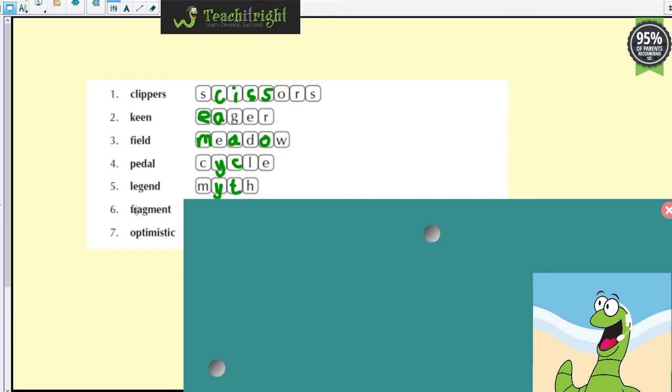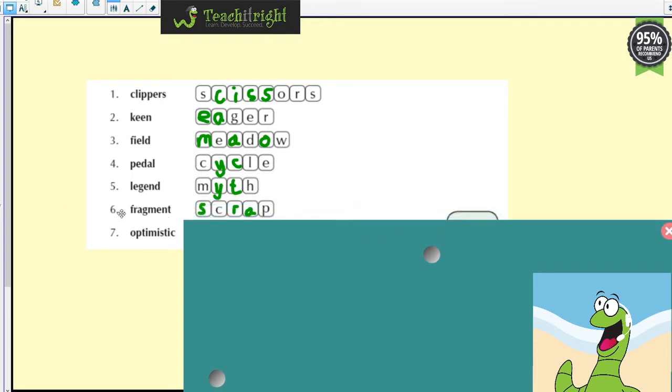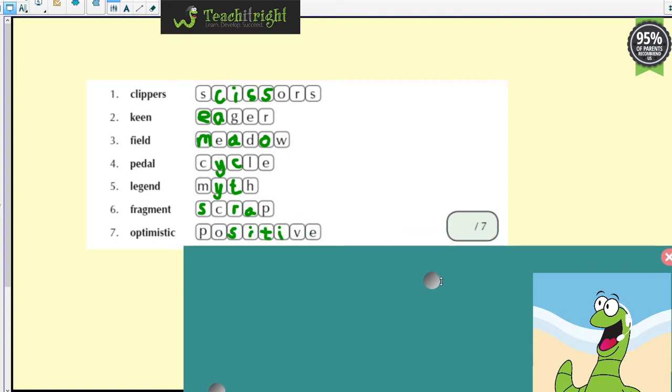A fragment, this was a hard one. A lot of people got really stumped here. A fragment could be just a scrap. It's a piece of something. A fragment could be a piece of something. And again, to fragment is to split in many pieces and could result in scraps of material being left over. Number 7, if you're optimistic, you are hopeful for the future. You are positive. So if you're optimistic, you've got a positive, hopeful outlook.